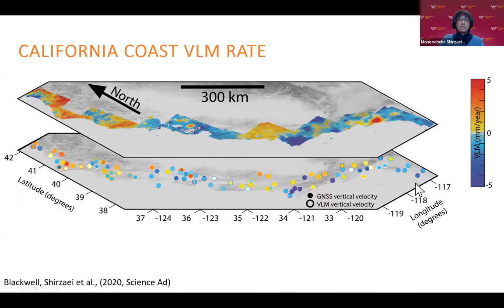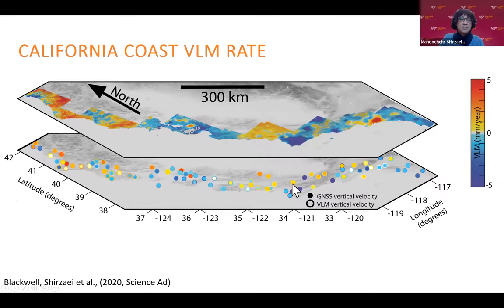Comparing this data with independent GPS measurements, these GPS data were not used in our analysis. They were kept aside for validation. Each circle represents two values. So the rim is the InSAR measurement, and the field color is what GNSS measured. If you cannot distinguish the rim from the field color, it means that the two data sets match very well. And if you can distinguish, that means there are some differences.